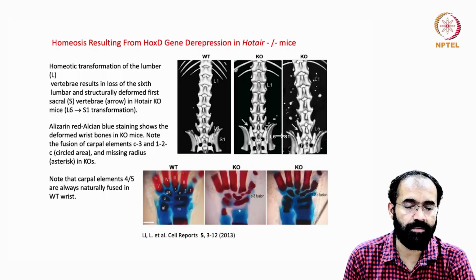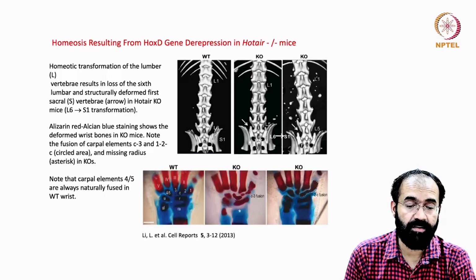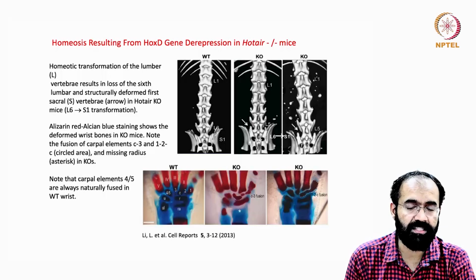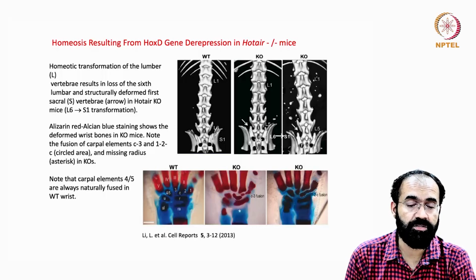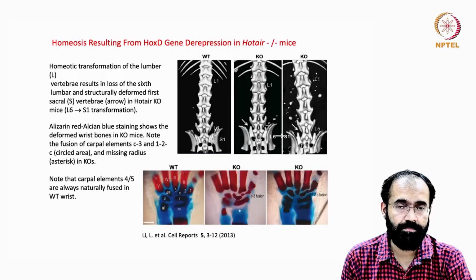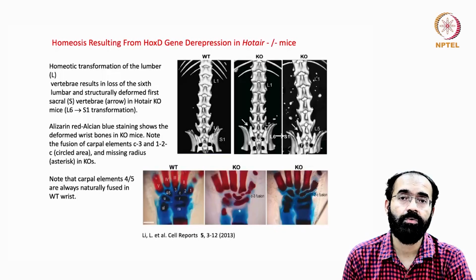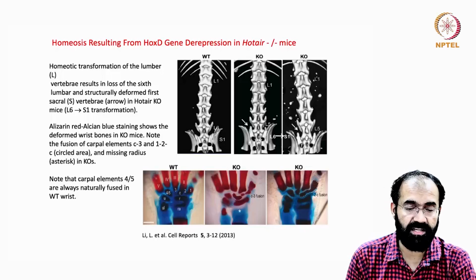So homeotic transformation of the lumbar vertebrae results in the loss of the 6th lumbar and a structurally deformed first sacral vertebrae, shown marked with an arrow. In HOTAIR knockout mice you normally see L6 to S1 transformation. So the L6 lumbar 6th vertebrae is now appearing like a first sacral vertebrae. So this is another type of homeotic transformation.